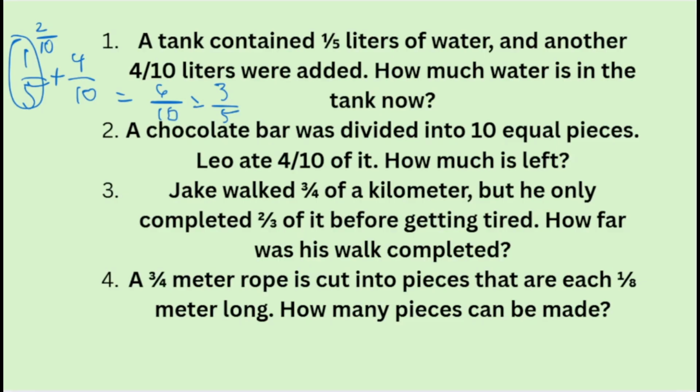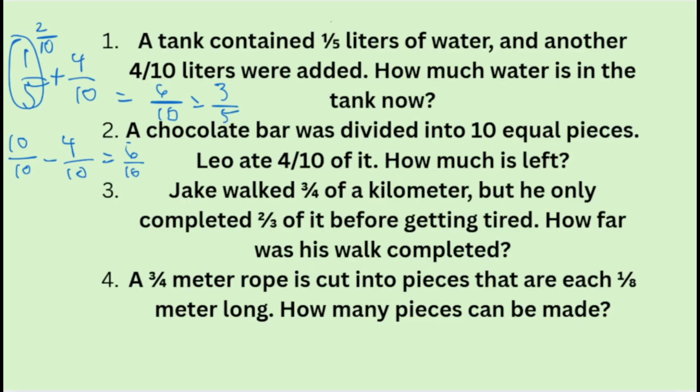Second problem is a chocolate bar was divided into 10 pieces. So that's one whole bar. That's 10 out of 10. We know that's a given. And then he ate 4 of it. How much is left? So it's basically subtraction, because we're looking for how much is left, the remainder. So that's 10 out of 10 minus 4 out of 10, and it's gonna be 6 out of 10. Final answer. Okay.